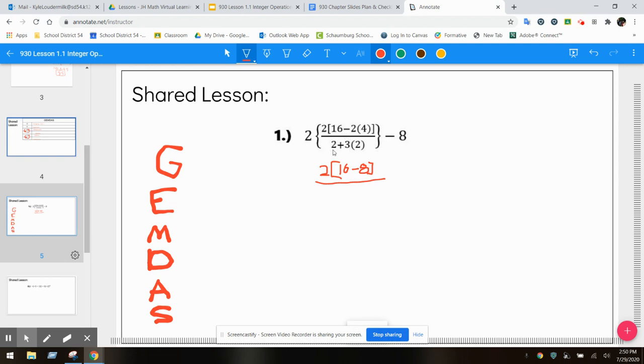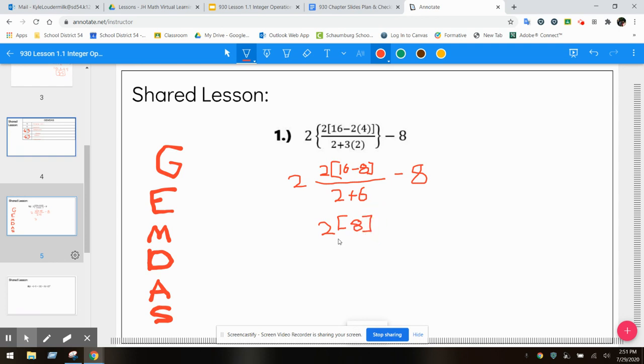And then on the bottom, I'm also going to do something. I'm going to do the 2 plus the 6. I can do that step right now because the denominator is almost like a different order of operations problem in itself. I'm going to put the 2 out front, put the minus 8 in the back. All right, now I work on step 2. I have still brackets in my numerator, so I'm going to do what's inside the brackets.